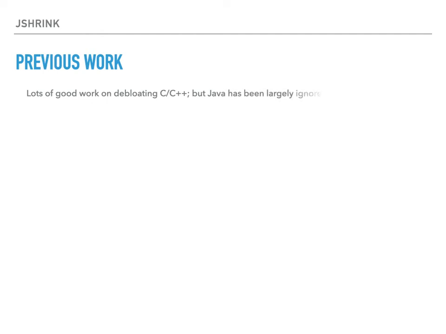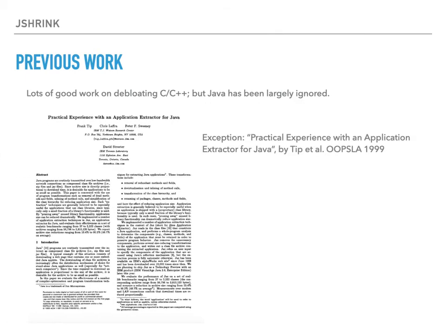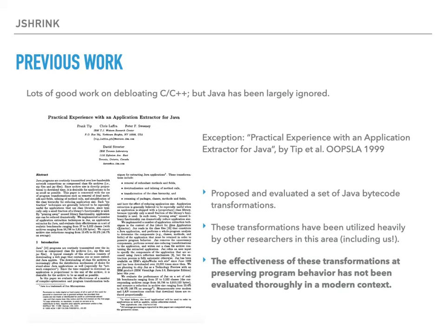Previous work. There's been lots of good work on debloating C and C++, but Java has largely been ignored. There's one exception to this, and that is Tip et al.'s OOPSLA 99 work. In this work, they proposed and evaluated a set of Java bytecode transformations, and these transformations have been utilized heavily by other research in this area. Though we found, upon surveying the literature, the effectiveness of these transformations at preserving program behavior has not been evaluated thoroughly in a modern Java context.